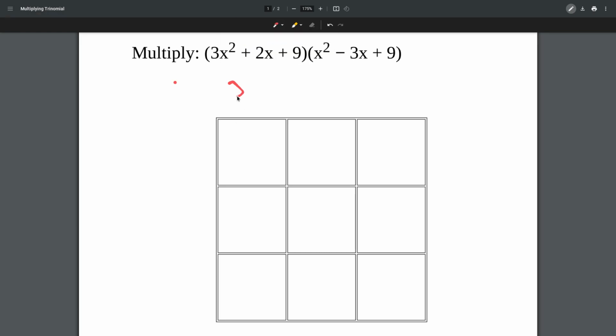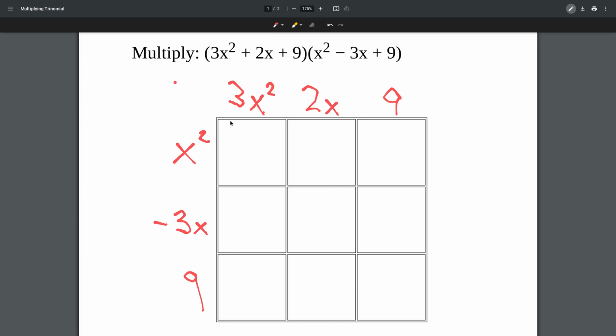So we'll put each of our terms, so 3x squared here, 2x here, 9 here, and then on the side we'll put x squared, minus 3x, and 9. And then when each term meets the other term, we'll multiply those together.